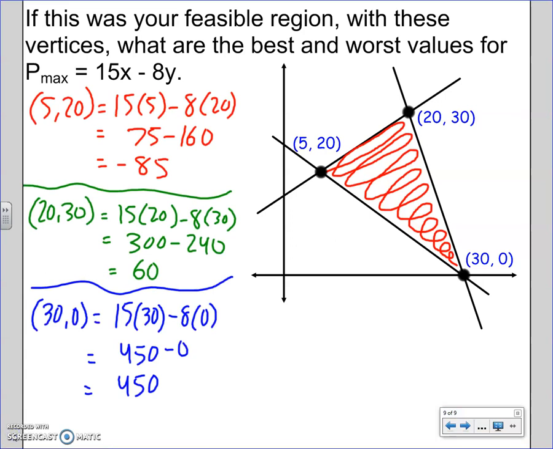Alright, ta-da. So I plugged in 5, 20 into the equation. So 5 for x, 20 for y, I get negative 85. I plug in 20, 30. So 20 for x, 30 for y, I get 60. I plug in 30, 0. So 30 for x, 0 for y, and I get 450. So those are the 3 most important numbers. This is the smallest number. This is my minimum. That's the worst scenario. And then this is the biggest one. This is my maximum. This is the best scenario. Alright, so that's the best value.